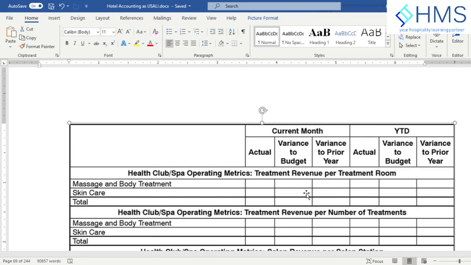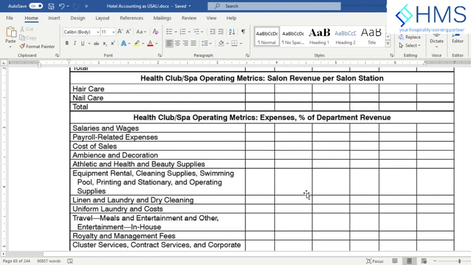Then the other operating metrics you will have is the treatment per treatment room. So how many treatment rooms do we have, and how many total massages we are doing, and how many skin cares we are doing. Same as rooms, you will also be able to compare the occupancy of treatment rooms, how many treatments we are doing per day per person. So that will help us to understand the productivity of the staff and also the ability of our company to use the department, the facilities that we have.